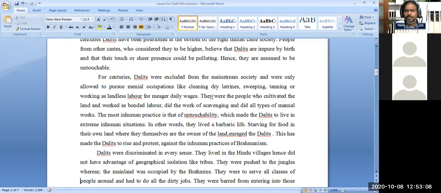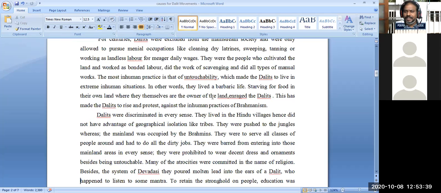The most inhuman practice is that of untouchability, which made the Dalits live in extreme inhuman situations. In other words, they lived a barbaric life, starving of food in their own land, where they themselves are the owners of the land. This has made the Dalits rise and protest against the inhuman practice of Brahmanism. So Dalits were discriminated against in various senses.